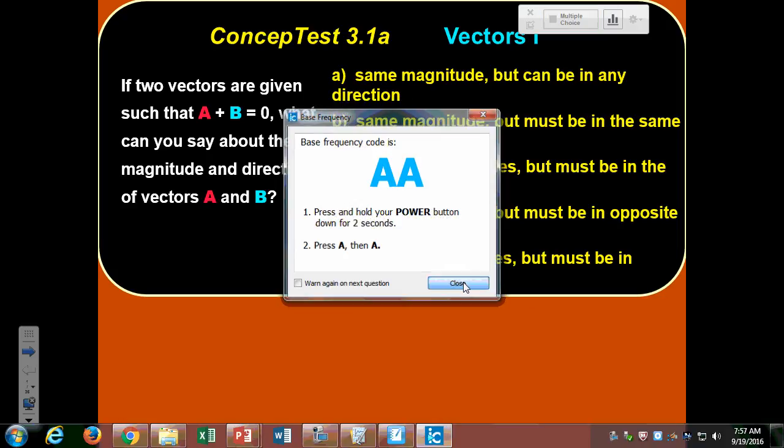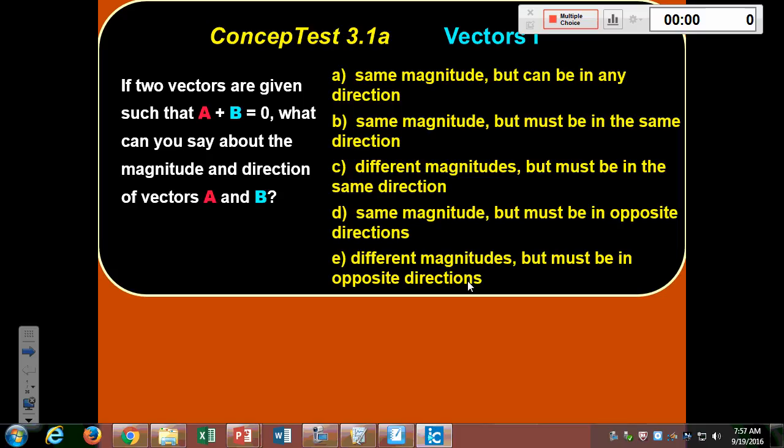If vectors are given such that a plus b equals 0, what can you say about the magnitude and direction of vectors a and b? In this, when it's bolded, that means the vector sum. So we're just assuming this is the vector sum. So the vector sum of a and b is equal to 0. What can you say about the magnitude and direction of those vectors?